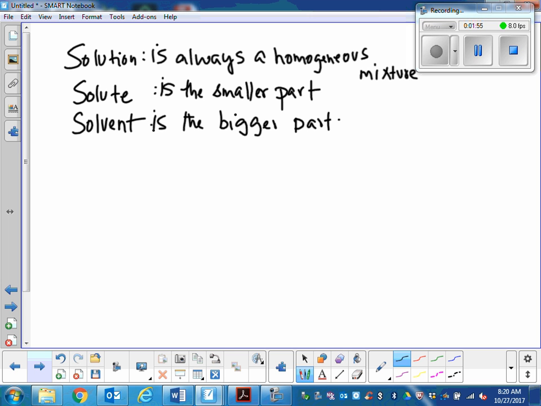Now, do solutions have to be liquids? Do all solutions have to be liquid? No. So solutions can be solids, liquids, or gases. Is that right? Anybody has an example of a liquid solution? What is an example? Water, you can write a formula. Therefore, if you can write a formula, it is a compound. What is an example of a liquid solution?